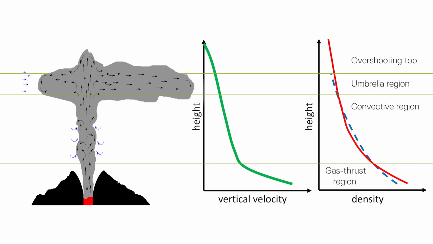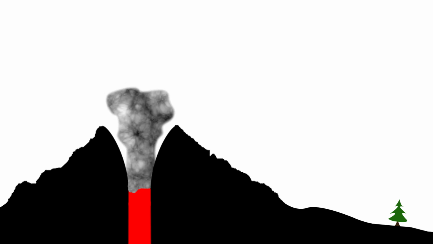The transition between gas thrust and convective region is crucial for the behavior of the flow and how the plume evolves. Jets, which do not entrain enough air to experience a sufficient reduction of their bulk density, will not become buoyant. Instead of forming a convective plume, the column collapses, forming surges, also known as pyroclastic density currents or PDCs. These surges reach high velocities and can be very destructive.